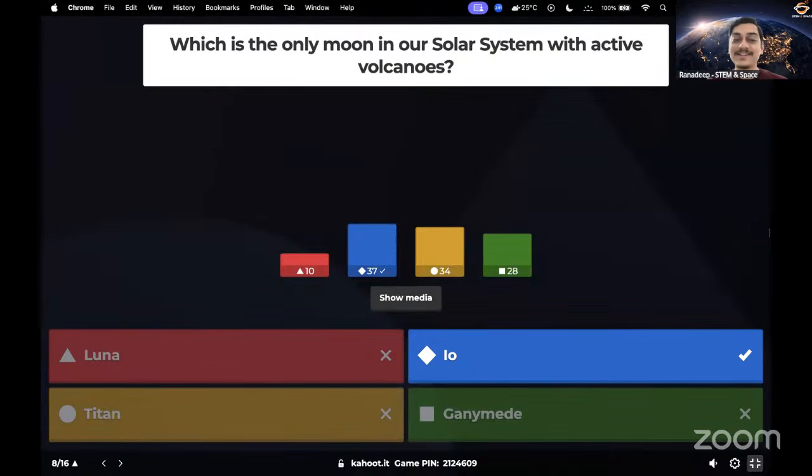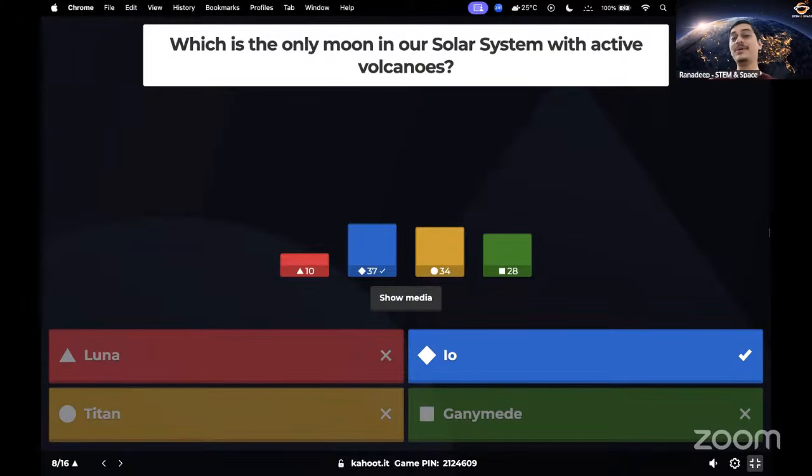And the correct answer is actually Io, which only some people have been able to answer. Many people have answered Titan and Ganymede as well. And well, those moons are actually quite famous. However, they are not the ones which have any active volcanoes. Io is the only moon.